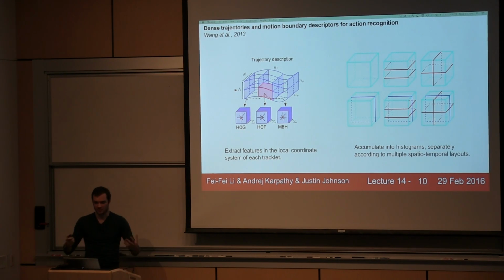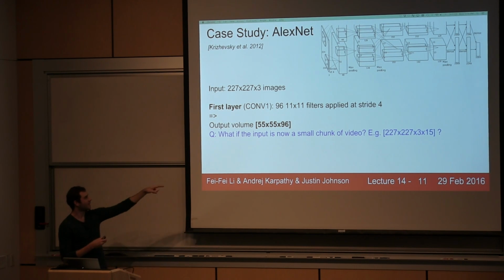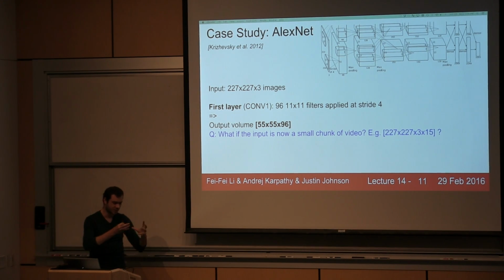Now, in terms of how we actually approach these problems with convolutional neural networks, you may recall AlexNet. On the very first layer, we receive an image that is, for example, 227 by 227 by 3, and we're processing it with 96 filters that are 11 by 11 applied at stride 4. And so we saw that with AlexNet, this results in a 55 by 55 by 96 volume, in which we actually have all these responses of all the filters at every single spatial position.